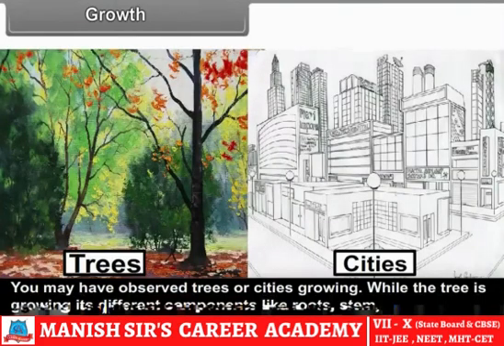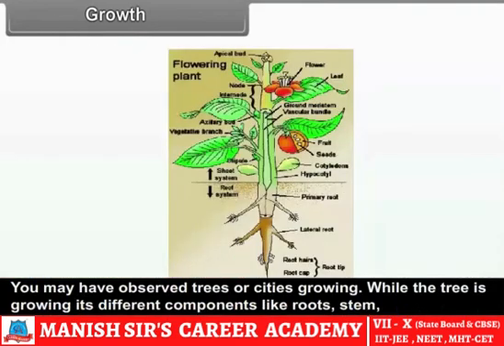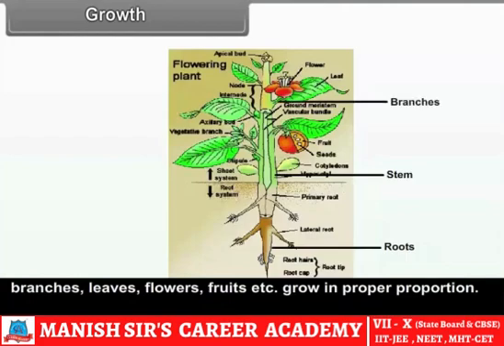You may have observed trees or cities growing. While the tree is growing, its different components like roots, stems, branches, leaves, flowers, fruits, etc. grow in proper proportion. None of the single component grows abnormally. All components grow with due proportion. Such a growth of all the components in due proportion is called all-around growth.